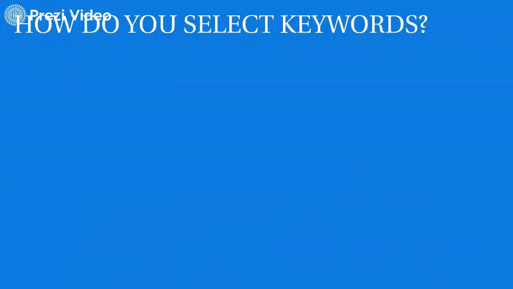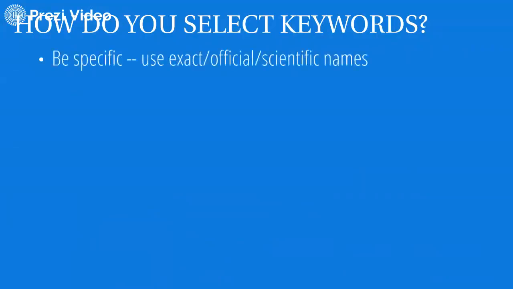So there are a couple of things that you can do when you're selecting those keywords. The first thing you'll want to do is be specific. If you are looking for a specific person, a specific place, a specific book, a specific time period, be as exact as you can with your keywords. So if you're looking for something that happened in 1990, 1990 is going to be one of your keywords.